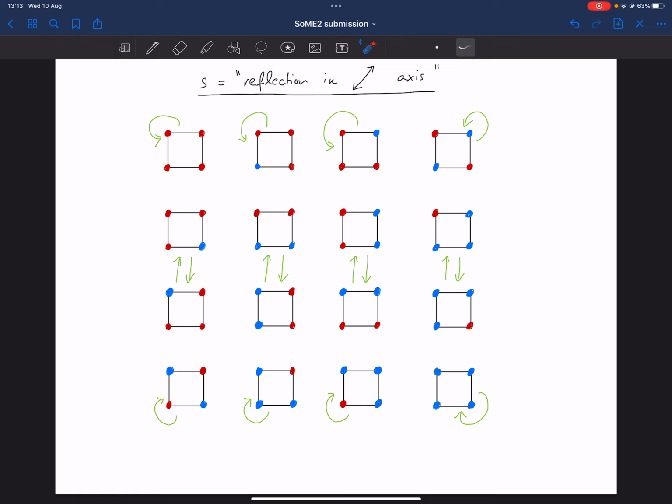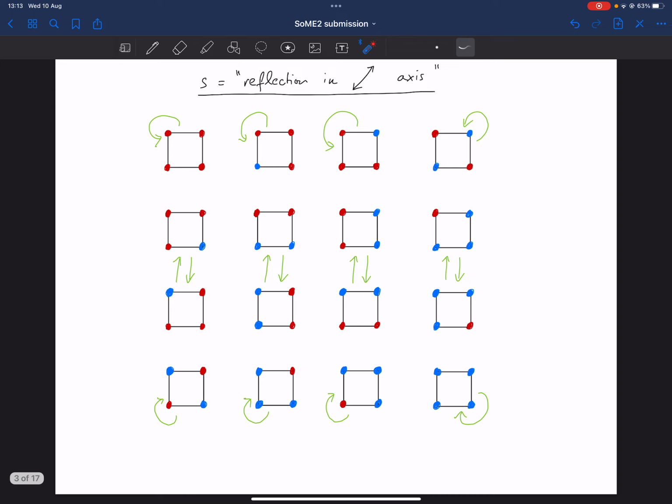When that's not true, when these two corners are coloured with opposite colours, switching them is going to send the square either down or up between the two rows. So we can see that these two colourings are switching, these two colourings are switching, and so on.